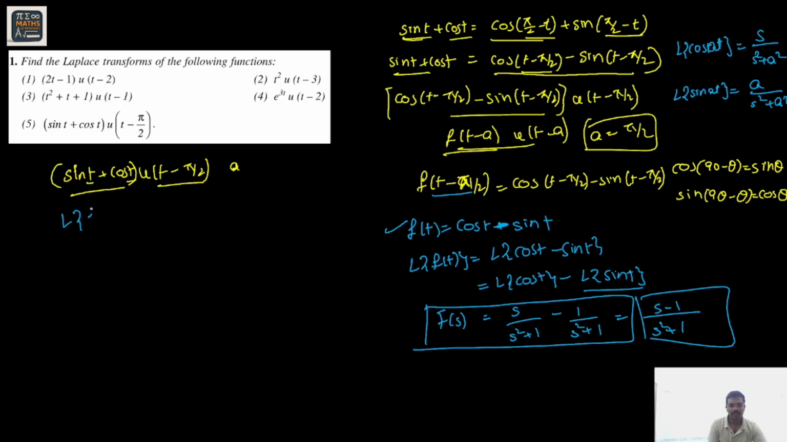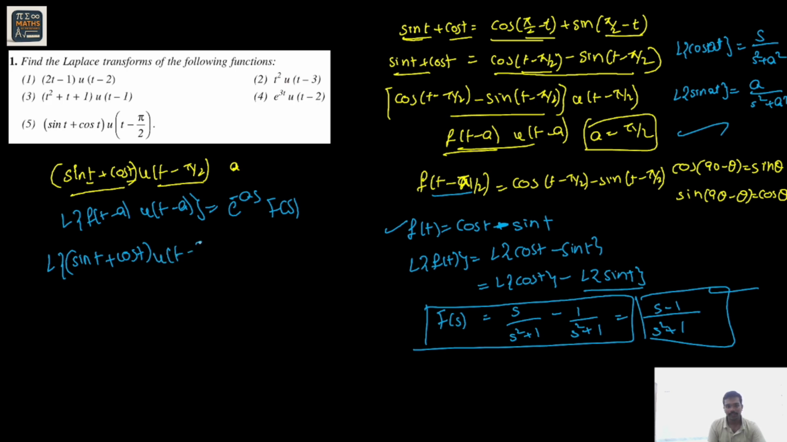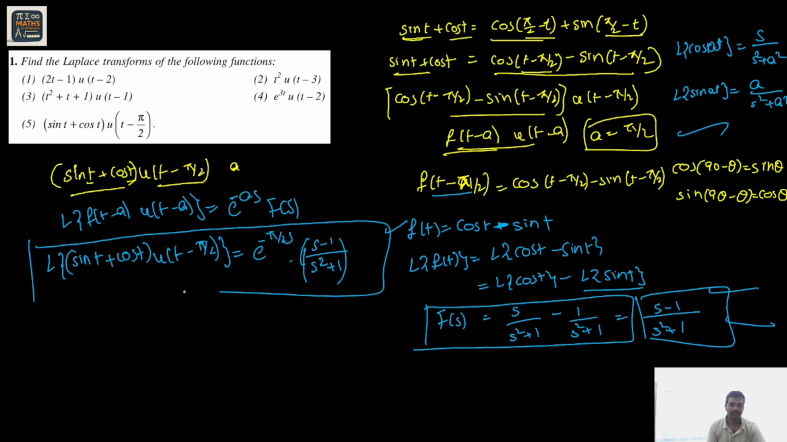We know that Laplace of f of t minus a into u of t minus a is e power minus as into f of s. We know the a value and f of s value. We just substitute here, then we get Laplace of sin t plus cos t into u of t minus pi by 2 is equal to e power minus pi by 2s into s minus 1 by s square plus 1. This is the solution for the given function.